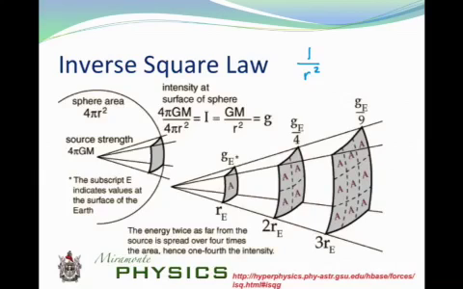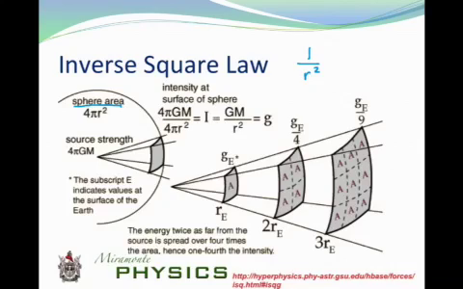One thing to think about is the notion of a sphere. Spherical surface area is 4 pi r squared. So if you have a mass in a spherical shape and it has some source strength, and in this case we're talking about gravitational strength. We'll also talk about light radiation strength, electric strength, and magnetic strength. There are other inverse square laws, but for now we're talking about gravity.